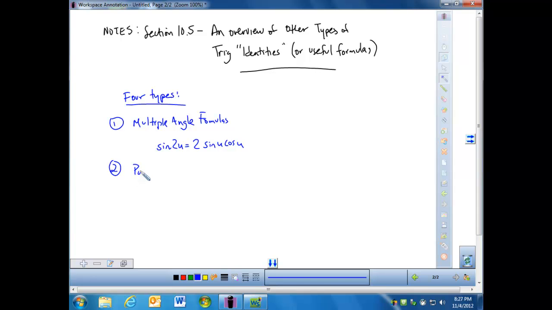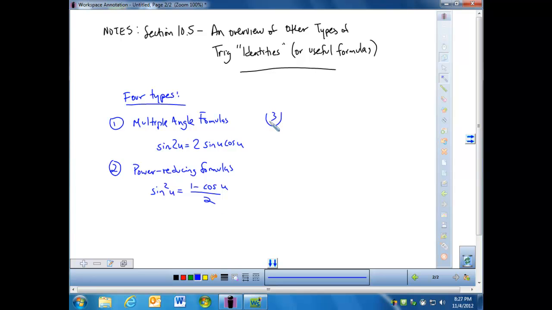The second one is what we call a power reducing formula. Sometimes you'll have your trig function in terms of a higher power, sine squared or sine to the fourth or something like that, and you want to be able to write it all in the first power, and so there are some formulas that do that.